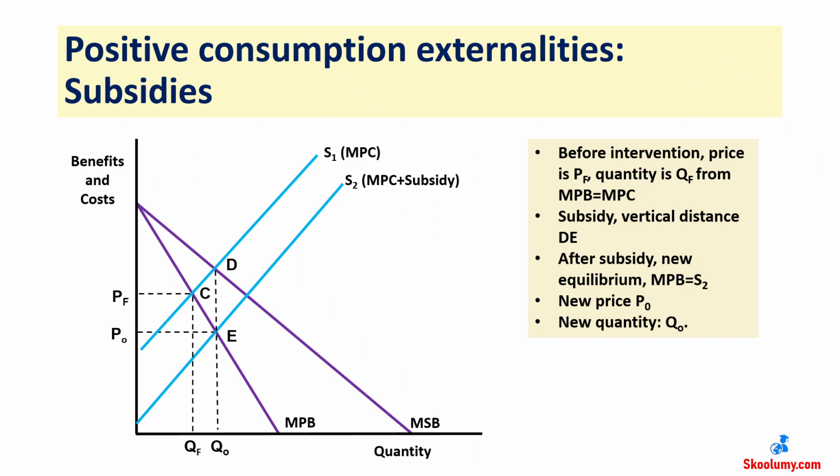Positive consumption externalities, subsidies. Before intervention, price is PF, quantity is QF from where MPB is equal to MPC. Subsidy is the vertical distance, DE. Subsidy shifts the supply curve from S1 to S2, lowering price to P0 and raising the quantity to Q0. The new quantity is the best quantity for the society, the social optimum quantity. It is desirable for the society to have more of the product, e.g., education.